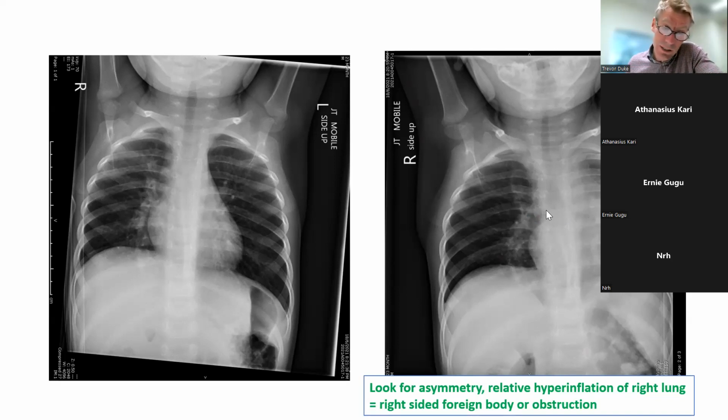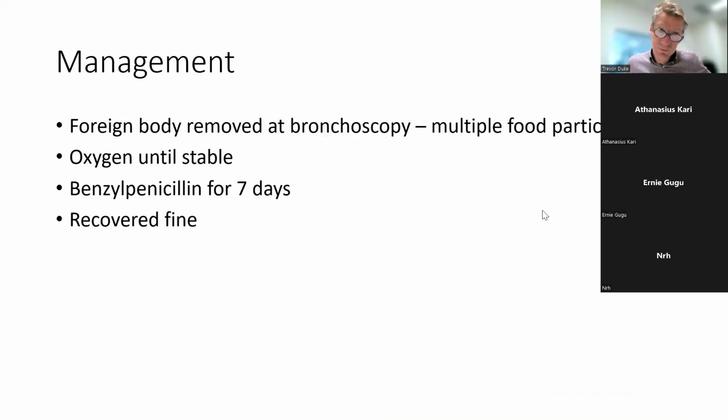So this child actually had a foreign body down the right main bronchus, and it was able to be removed with a bronchoscopy. If you look down the trachea here, you can see the left main bronchus coming off the trachea, but the right one looks like it stops a bit, doesn't it? That's because there's something blocking the right main bronchus. This child had the foreign body removed at bronchoscopy, and there were multiple food particles down the right main bronchus. Then he just needed oxygen for a few days and penicillin for 7 days, and he recovered fine.